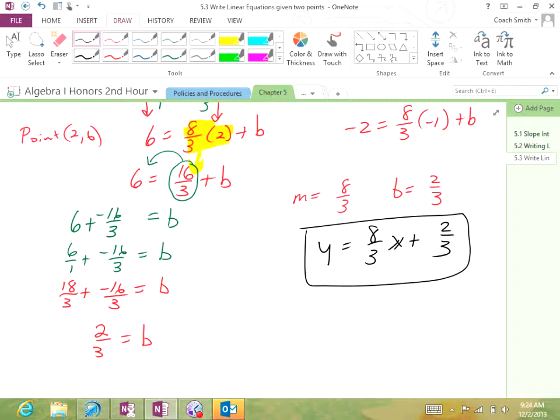Huh? No, I'm not going to require you to graph it. Yes. Even though directions tell you to, I'm not going to require you to. Is that 8/3x plus 2/3?